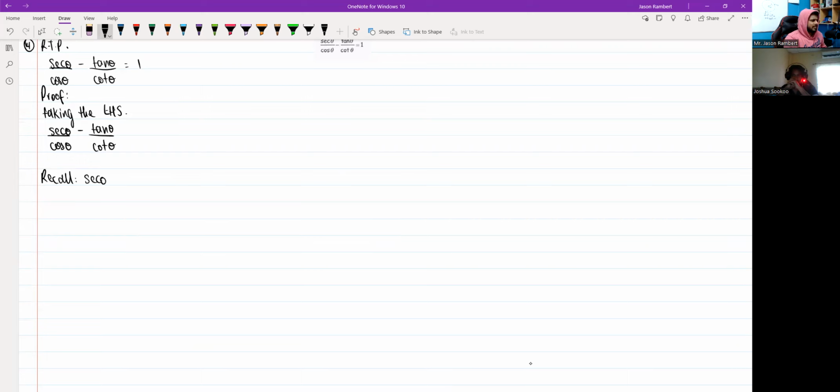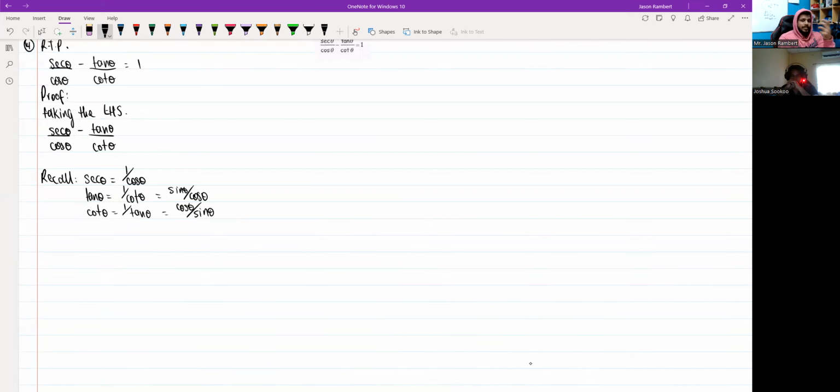Recall: sec theta is 1 over cosine theta. Tan theta is 1 over cot theta, and cot theta is 1 over tan theta. Tan theta is sine theta over cos theta, and cot theta is cosine theta over sine theta.